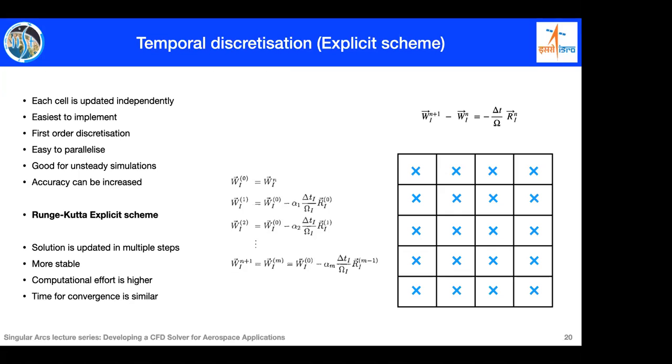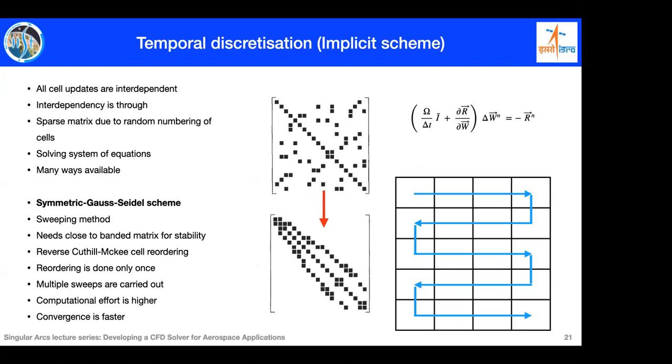This has certain advantages, like it is more stable and can be used for second order time accurate simulations also. But wall clock time wise, what we have seen is that whether you go for 1 or 2 steps, it doesn't matter much. The simulation time will be similar. The simulation time will be drastically reduced when we use the implicit scheme. But the implicit scheme is slightly complex to implement.